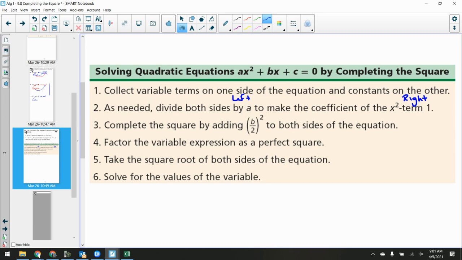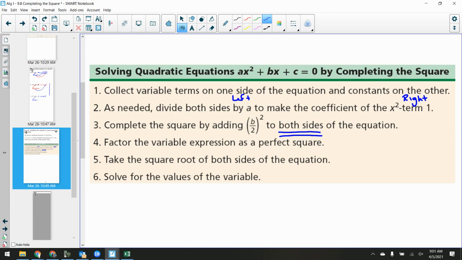Step 3, find the magic number. Complete the square by adding b over 2 squared to both sides. And I want you to underline both sides of the equation. Both sides, not just one side. Whatever you do to one side, you have to do to the other.